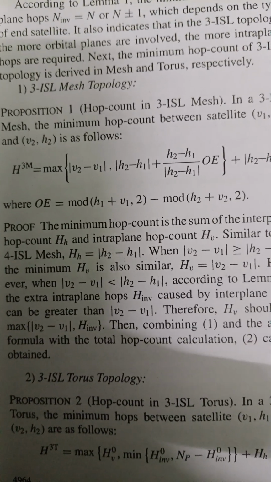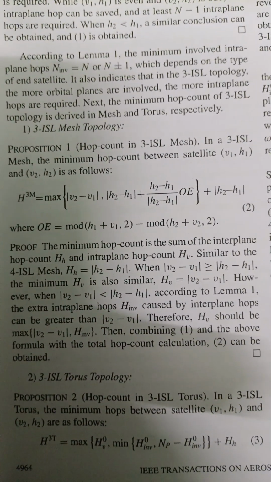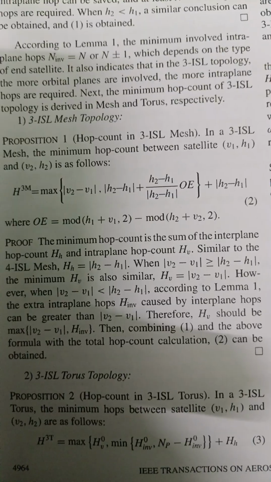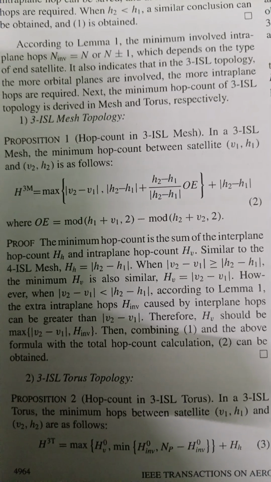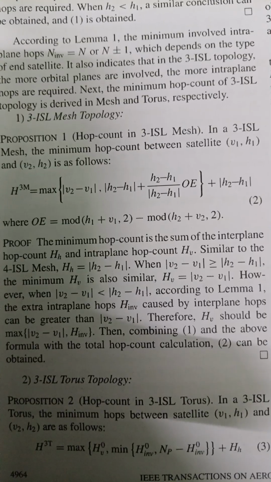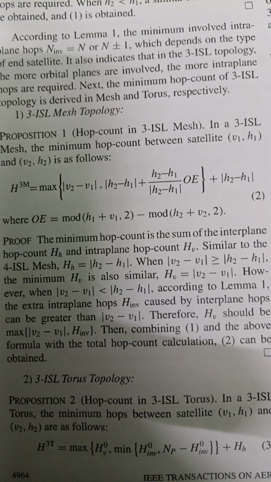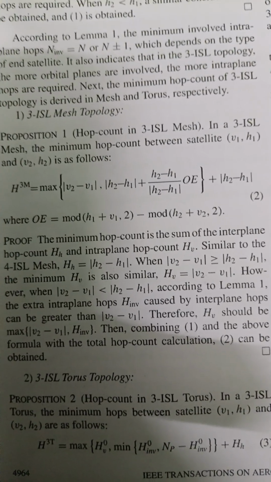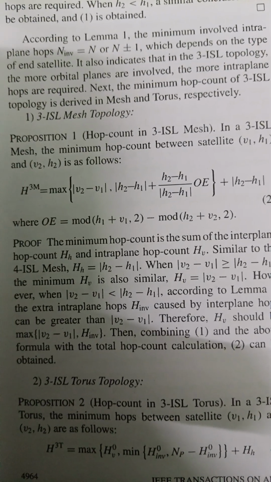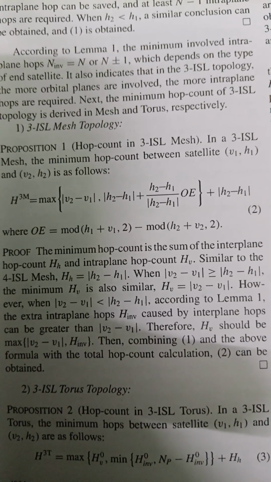Proof. The minimum hop count is the sum of interplane hop count and intraplane hop count. Similar to the 4ASL mesh topology, H_H is equal to |H2 minus H1| when |V2 minus V1| is less than or equal to |H2 minus H1|. The minimum H_V is also similar: H_V is equal to |V2 minus V1|.